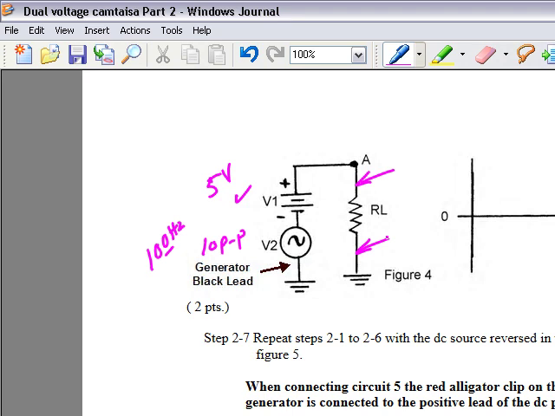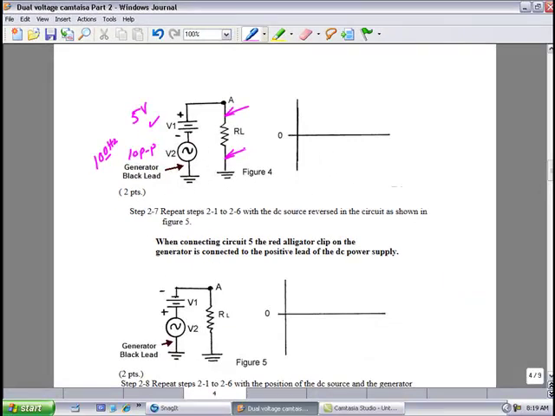Now we're going to use a separate DC power supply for this portion of the lab because it's more visual, but actually a signal generator generally has a DC offset control on it that will automatically add the desired DC level. Let's take a look at the circuitry.